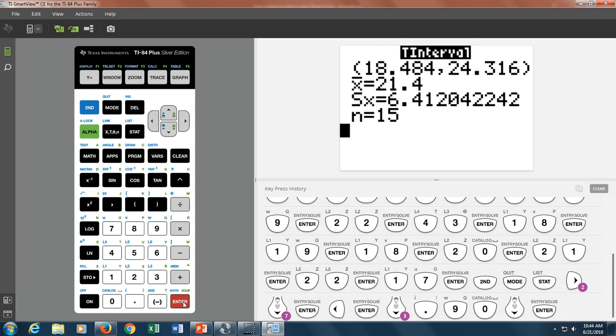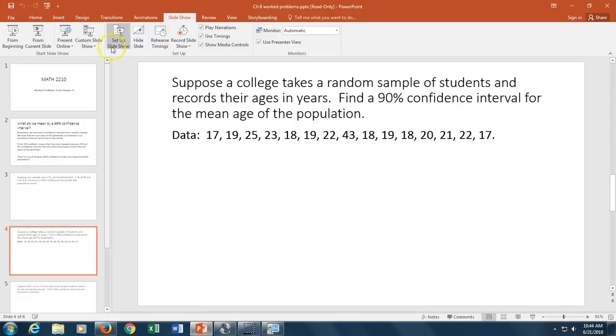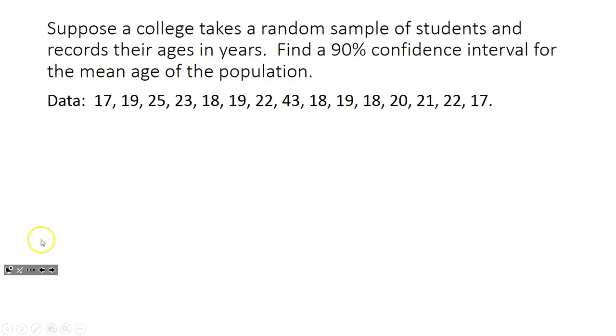All right, for the next example, we're going to do a proportion. So go back here.